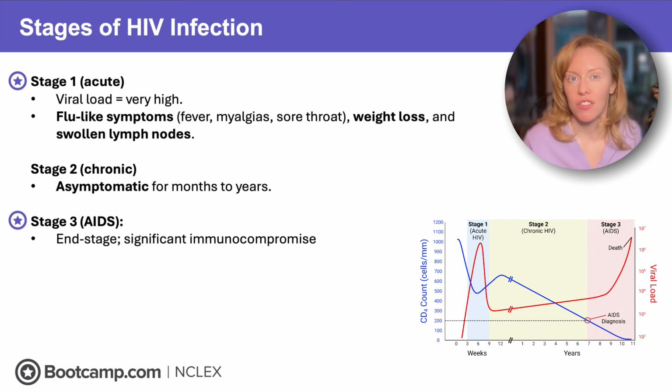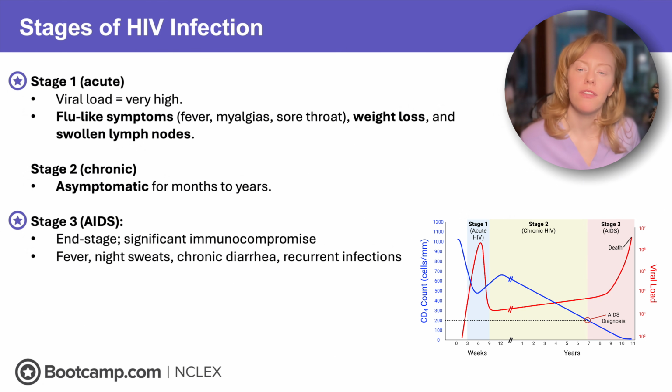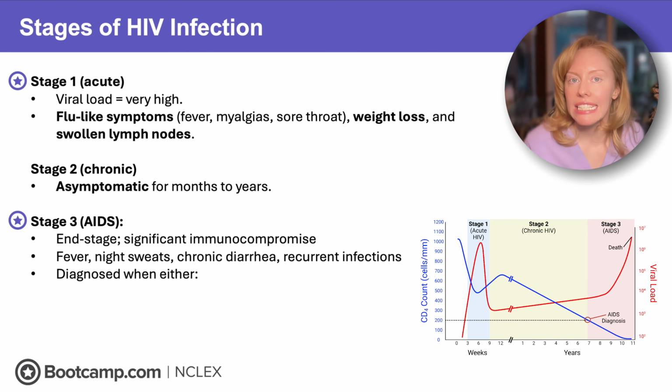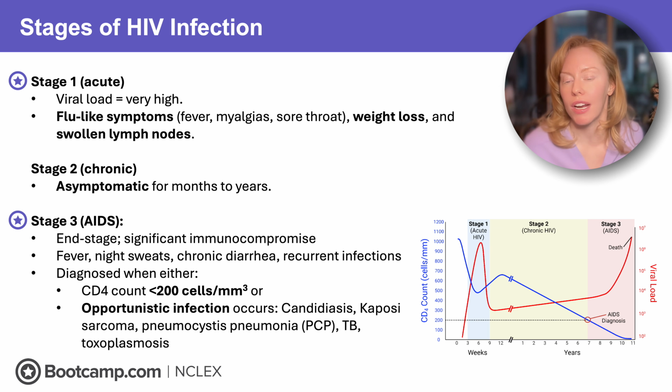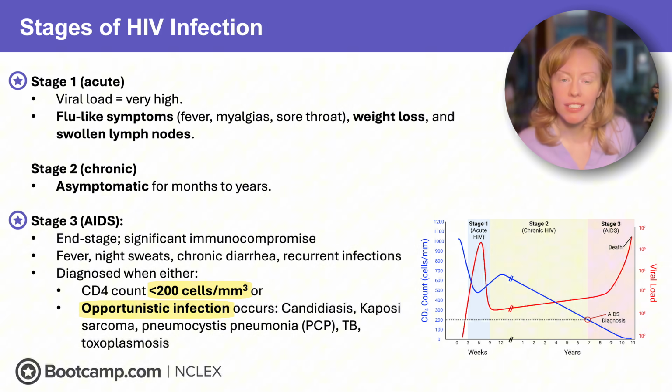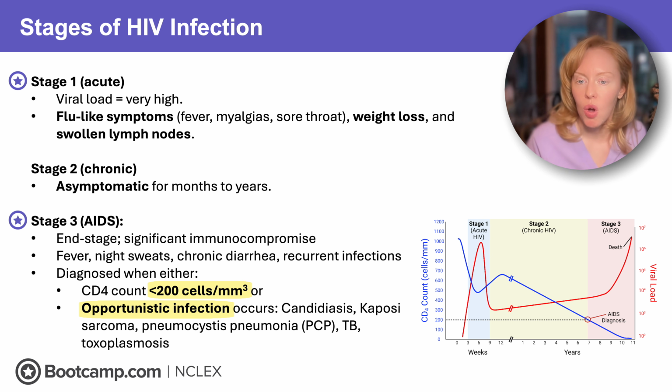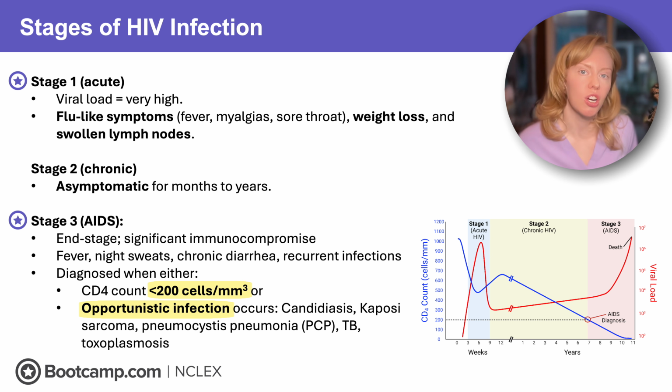This is the end stage of the disease and causes significant immunocompromise. These patients will have fever, night sweats, chronic diarrhea, and recurrent infections. And AIDS is diagnosed when either the CD4 count goes below 200 or when an opportunistic infection occurs, like candidiasis, Kaposi sarcoma, PCP pneumonia, TB, or toxoplasmosis.